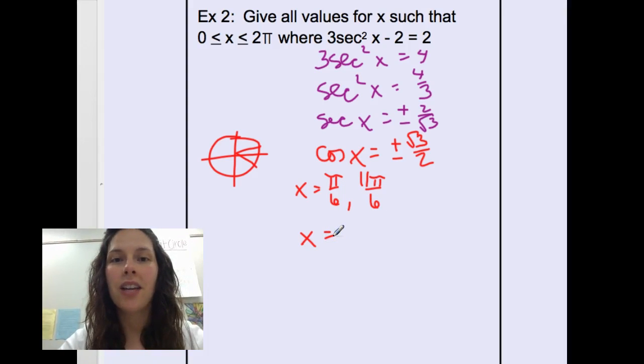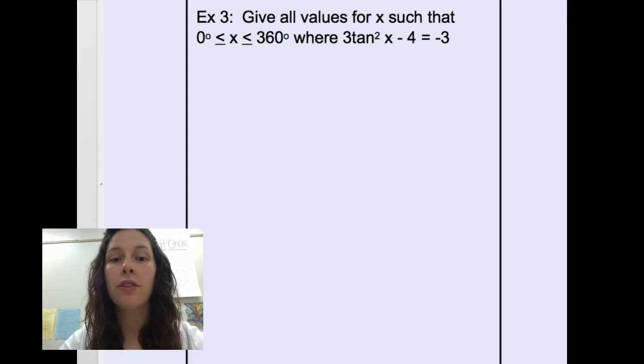Cosine, again, is negative in the second and third quadrants. So again, you think about pi over 6 away from pi in this case, and we get 5 pi over 6 and 7 pi over 6. So these would be the two cosine angles of rotation that would give us negative root 3 over 2. And our last one for this video, we're taking a look at tangent.